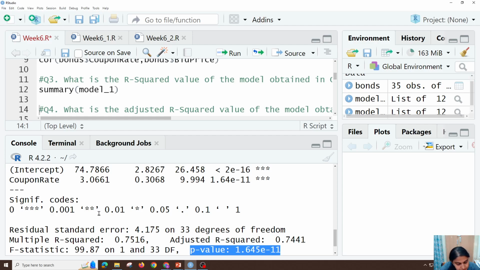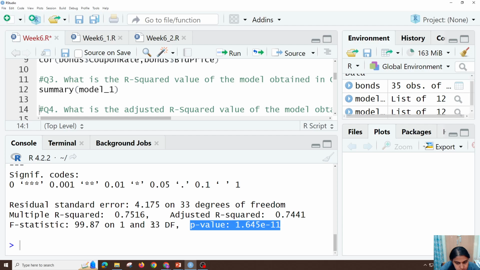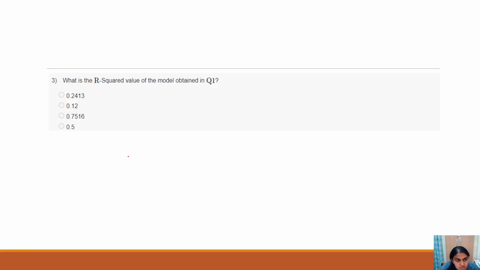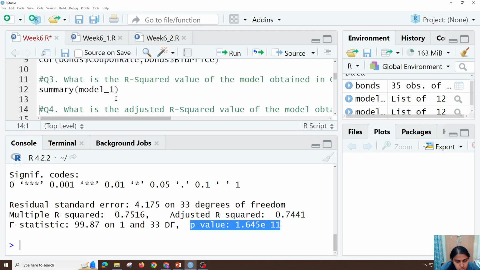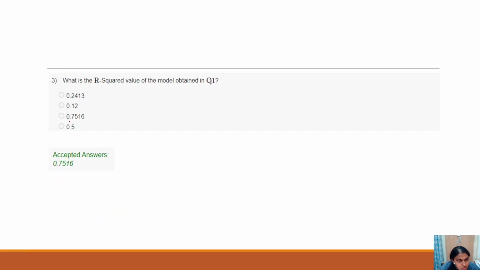That is the meaning. And in the present question, the R squared value and adjusted R squared value are given. So this is the R squared value and adjusted R squared value. In our question, we were asked for the R squared value. So the R squared value was 0.7516, right? So I think you have got the answer.